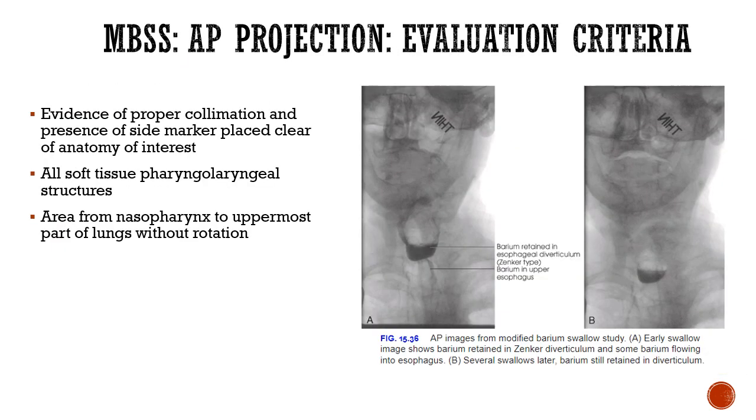On the AP projection, we're going to see all of the soft tissue pharyngolaryngeal structures in the area from the nasopharynx to the uppermost part of the lungs without rotation.